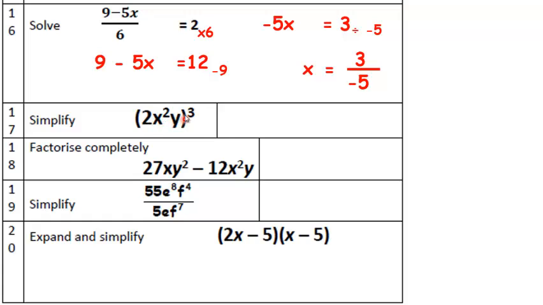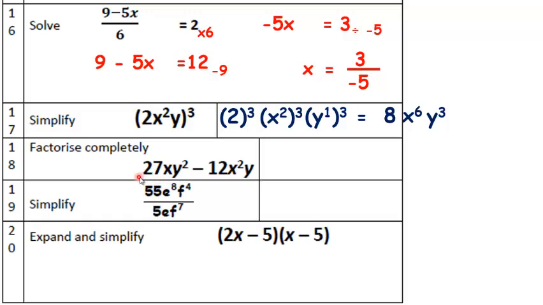Question 17. 2x squared y, all of that cubed. So I'm going to cube every single element of that. So I'm going to cube the 2, I'm going to cube the x squared, and I'm going to cube the y. I'll put that now as y to the 1 because that is its power. When I cube 2, that's going to give me 8. 2 times 3 is 6, so that's going to be x to the 6. 1 times 3 is 3, so that's going to be y to the 3. Make sure you're okay with this. You're totally comfortable with it.